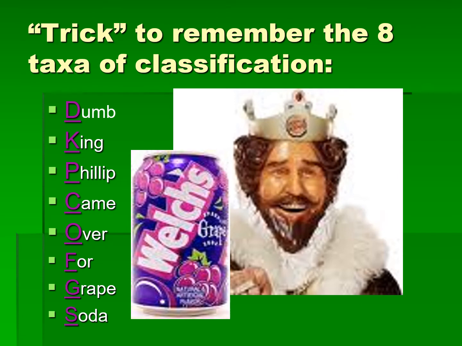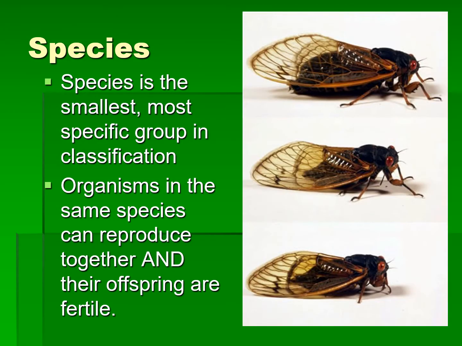So if you were not able to come up with a mnemonic phrase of your own, one that has been come up with for other people is Dumb King Philip came over for grape soda. You could have a lot of different mnemonic phrases for this.